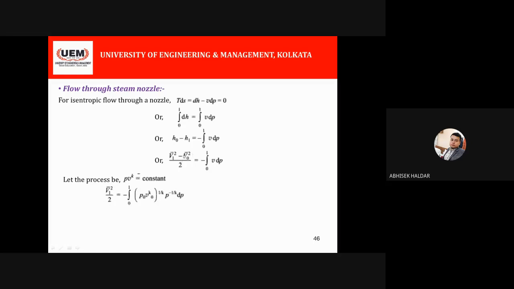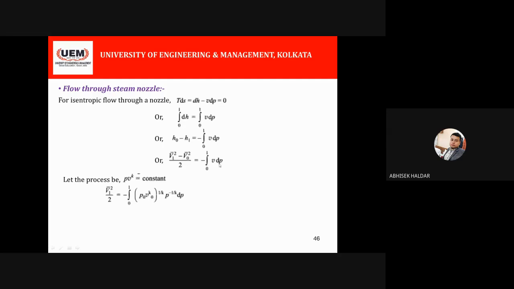Here V0 square I am obviously neglecting. So I am writing V1 square by 2 in the left hand side. You can see that. Here some steps I will skip. You have to just do it on your own, but I will show you the final equation. Obviously, this is nothing but the mathematical way to find it out. I am showing you the steps. V1 square by 2 is equal to what? Integration V dp, you can see.